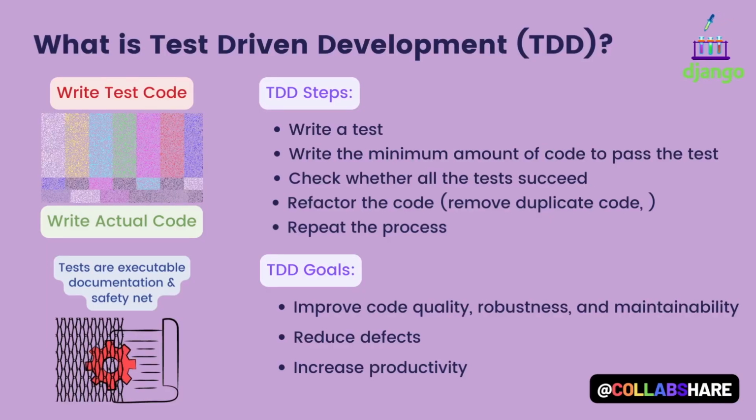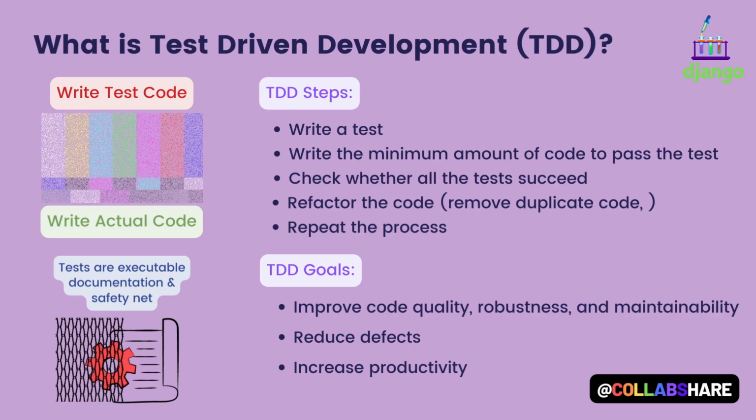So, what is TDD? It is a software development process in which developers write automated tests before writing the actual code. And a test in TDD is usually a piece of code that validates the correctness of another piece of code, typically a function or method or a class. The TDD process typically follows these steps.